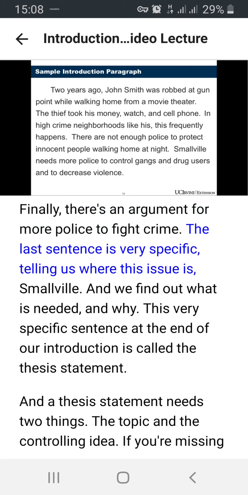The last sentence is very specific, telling us where this issue is, Smallville, and we find out what is needed and why. This very specific sentence at the end of our introduction is called the thesis statement.